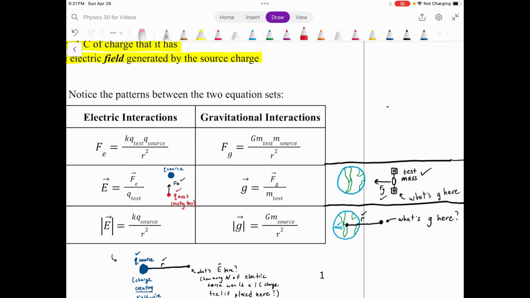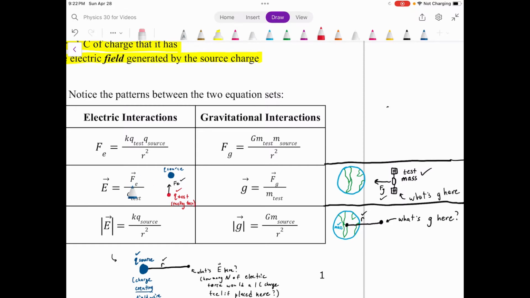So in this one, this is what we would call the source charge. It's the source charge because it's the source of this field that we're interested in. This also generates an electric field, but in this example, we're interested in what this generates at this location. What does the electric field being created by this blue one look like? How strong is it? How many newtons of force would a test charge feel if placed here for every coulomb of charge that it has?